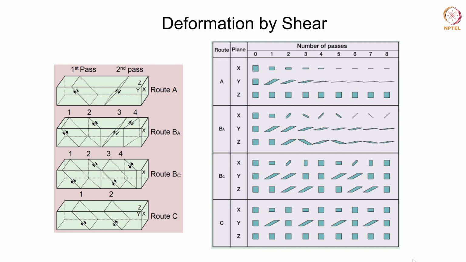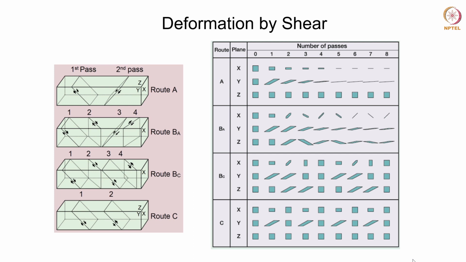So right now we are discussing grain refinement by severe plastic deformation. I suppose by now we understand what is meant by deformation by shear. This we have seen with an example of the ECAP process, which has different variants also, and each of these variants will have their own mechanism of deformation.